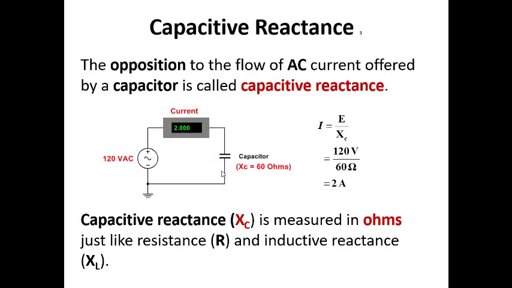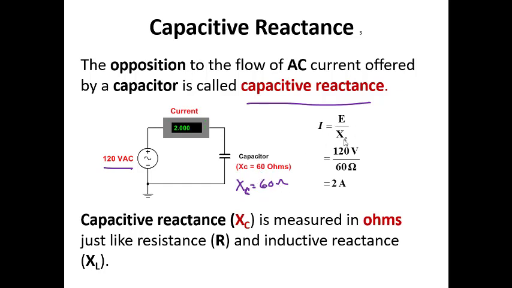Capacitive reactance. So here we're showing an AC circuit, and we have a capacitor, and the amount of AC current that flows is going to be related to the capacitive reactance. So the opposition to the flow of AC current offered by a capacitor is called the capacitive reactance. In this case, they're showing X sub C equals 60 ohms. So this would already be calculated.